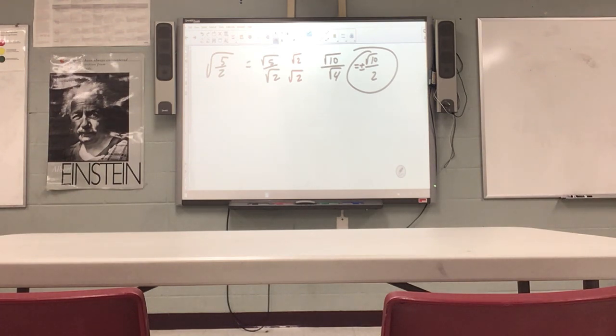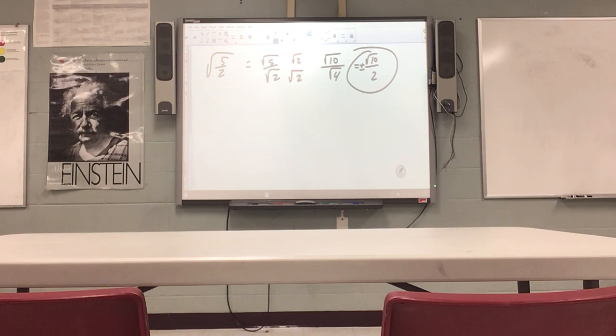So just to make sure we're on the page, what if it had been a square root of 3 on the bottom? What would I have multiplied by? Square root of 3. Okay, always the square root. If you're trying to get rid of a square root, multiply it by that same square root. So if it had been a square root of 8 on the bottom, you'd multiply it by a square root of 8. Okay? Now, one more before we get to solve.